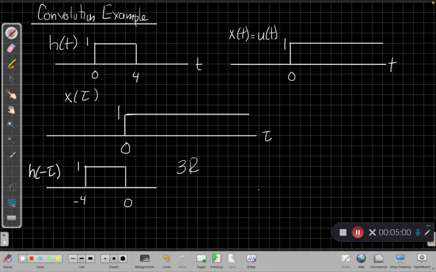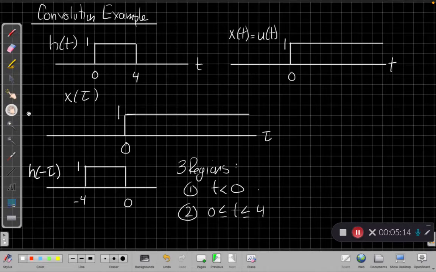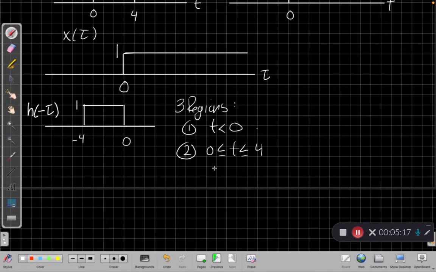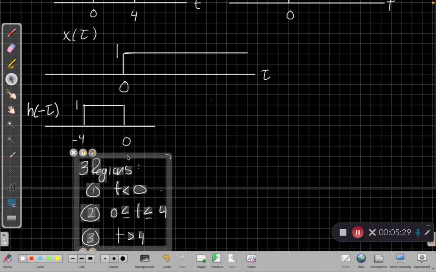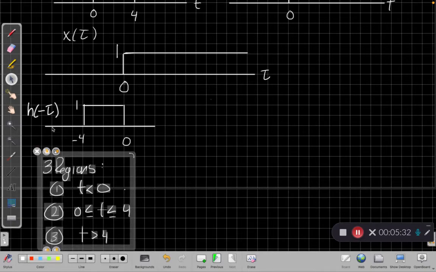I'm going to have three regions where I need to evaluate this integral with slightly different approaches. The one will be very easy: when t is less than 0. Then as t goes from 0 to 4, well, this is really not the right place to put this. Let me finish writing it, and then I'll move it. And then the third case will be when t is greater than 4. All right, so these are going to be my three regions as I think about sliding them through. I'm going to maybe just do each one on a separate page.